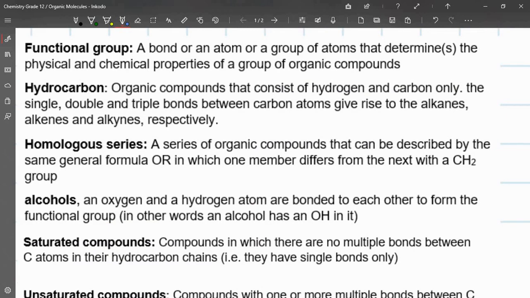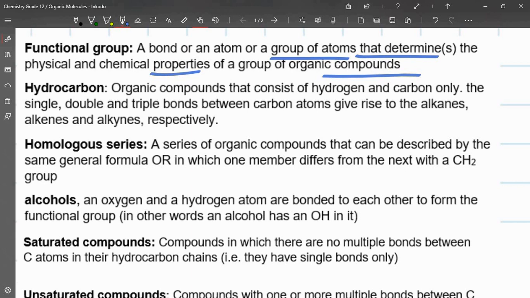Right, so what is a functional group? It is a bond or an atom or a group of atoms that determine the physical and chemical properties of a group of organic compounds. So it's basically a group of atoms that determines the properties of a compound. It'll make more sense as we go along what a functional group is.